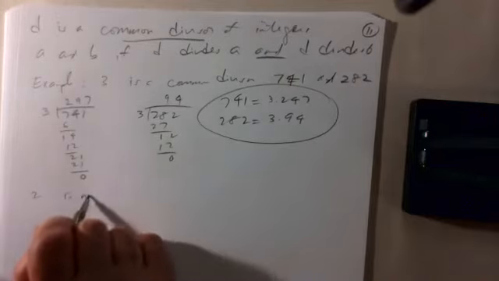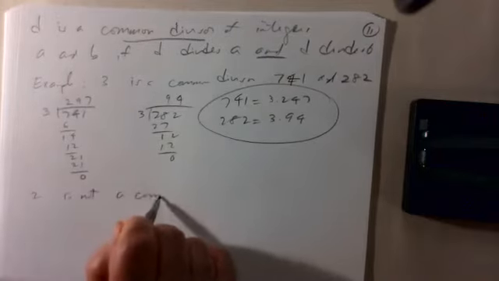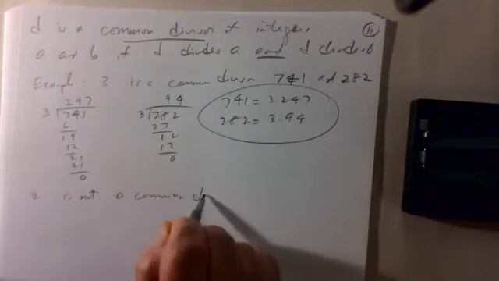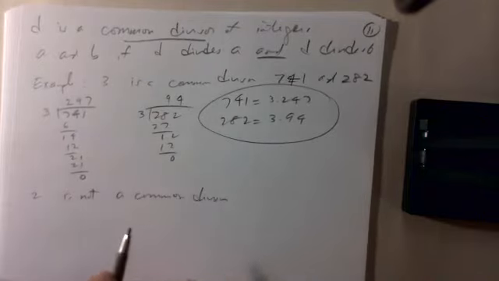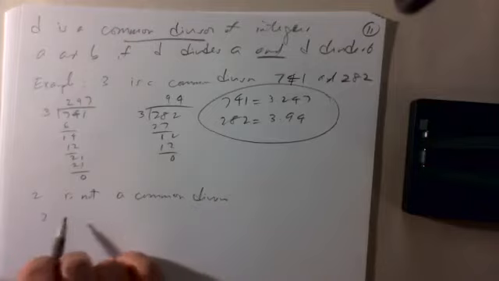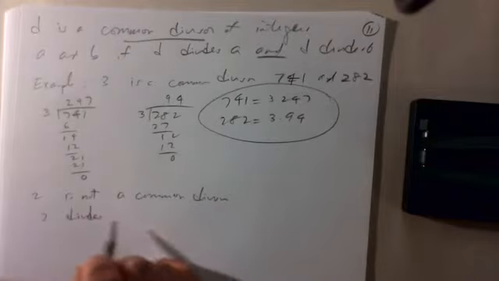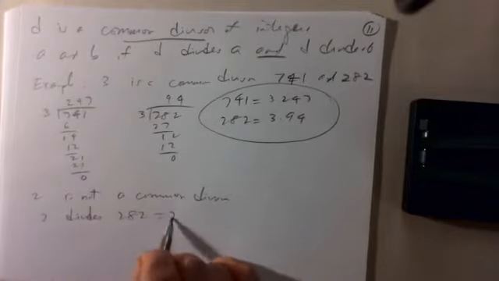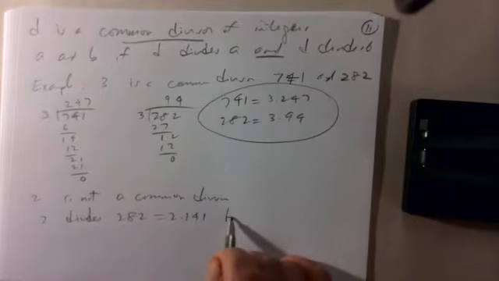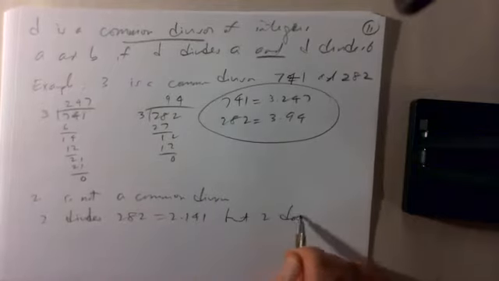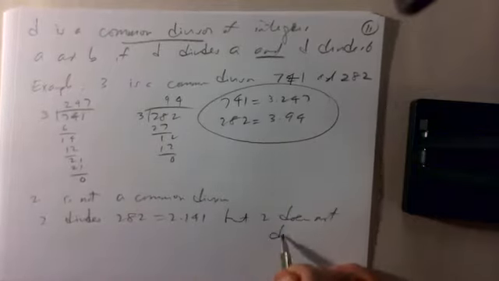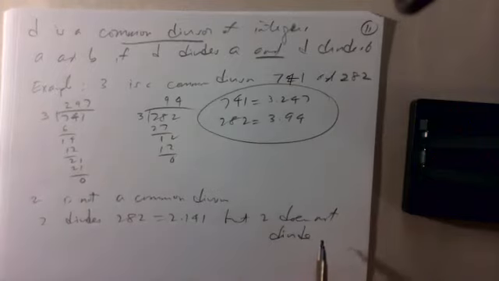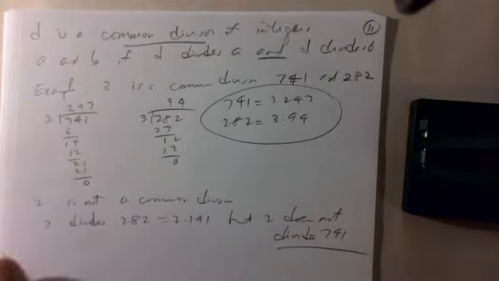Two is not a common divisor. Two divides 282, which is 2 times 141, but 2 does not divide 741.